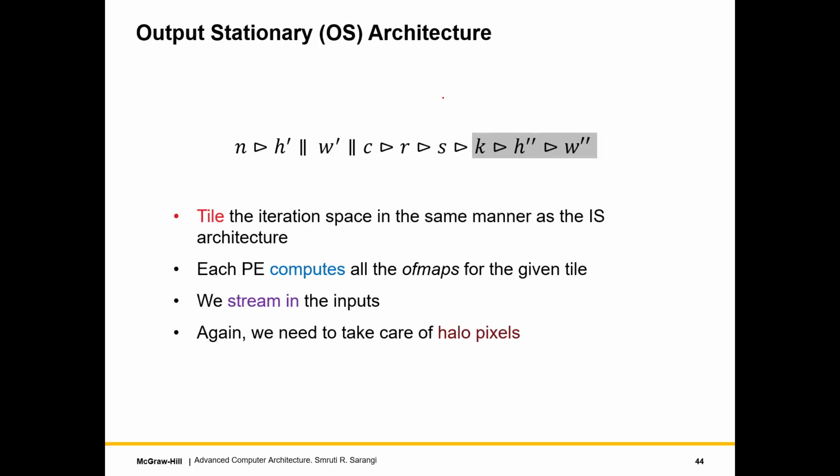So on similar lines, we could have an output stationary architecture. In this case, we'll do the same thing. We'll stream through our images. We may have tiling. Even output stationary and tiling are orthogonal concepts, so you could have a non-tiled output stationary architecture as well. In this case, what would happen is that we can parallelize the space based on the tiles.